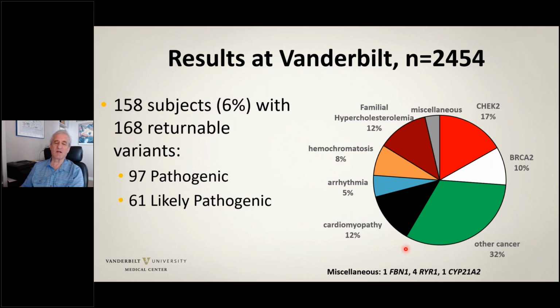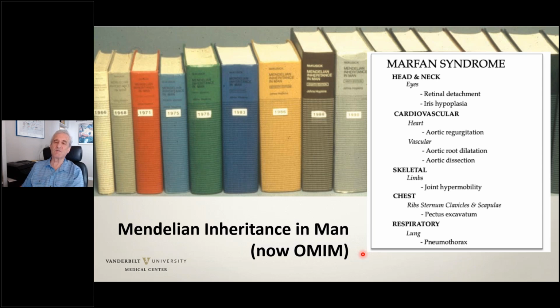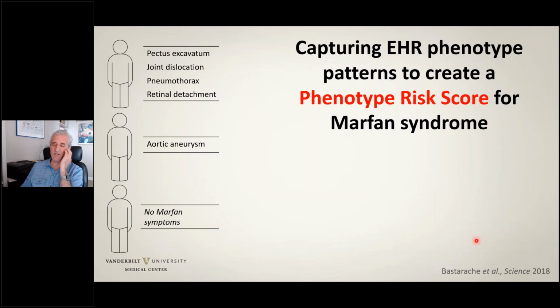I'm showing this slide because I want to talk a little bit about FBN1. FBN1 is the disease gene for Marfan syndrome, and I'm going to talk a little bit about an effort that we've made to try to understand pathogenicity of FBN1 VUSs using the eMERGE-Seq data set. So this starts with the Mendelian Inheritance in Man, a gigantic textbook issued annually from Johns Hopkins until it went online, and it's now the online Mendelian Inheritance in Man resource, OMIM. And OMIM lists the symptoms for Marfan syndrome, the signs and symptoms that range across eye, cardiovascular, skeletal, and other systems.